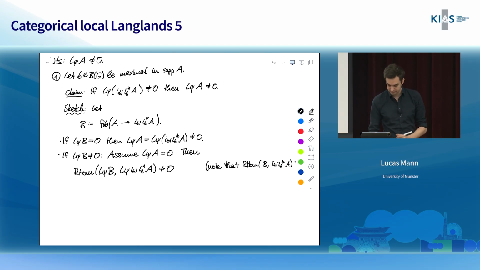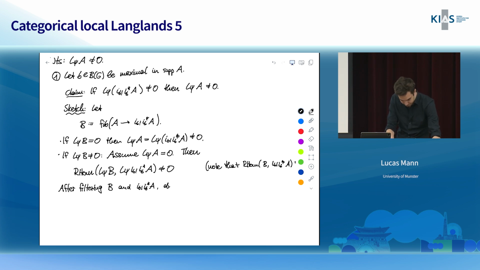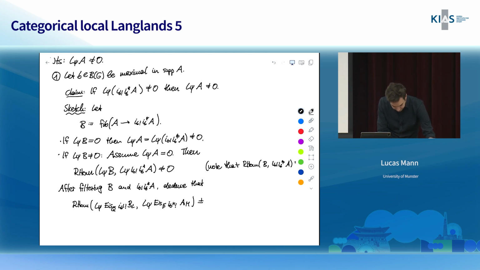So now we have to find a contradiction to that. And the way we do this is that after filtering B and this i_B lower shriek i_B upper star A, we deduce that if an RHom of the following form is non-zero, so some RHom of the form L psi Eisenstein Q bar i_{B_L} lower shriek B_L to L psi Eisenstein for some P bar i_{B_M} lower shriek A_M, is non-zero.